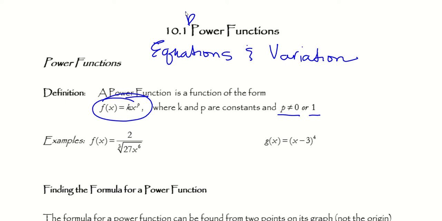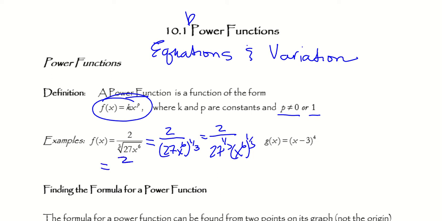I have f of x, and I can rewrite this. We did this in our last note as 2 over 27 x to the 6th to the 1/3, which would be 2 over 27 to the 1/3 times x to the 6th to the 1/3. We can simplify that, and that gives us 2 over 27 to the 1/3 is the cubed root of 27, which is 3, times x to the 6th to the 1/3, which if we multiply those exponents gives us x to the 2nd.